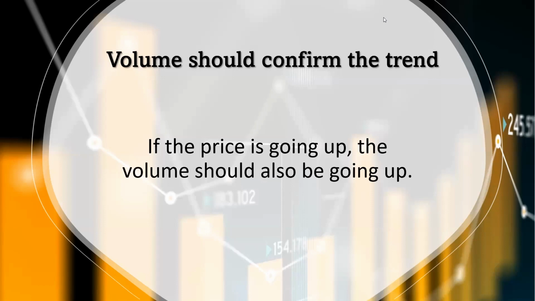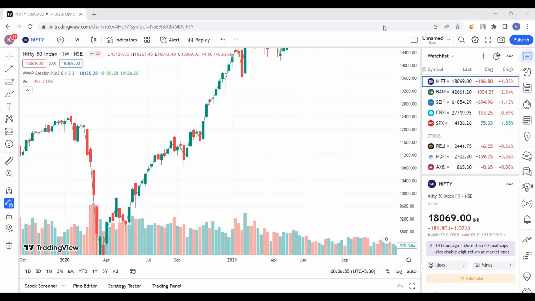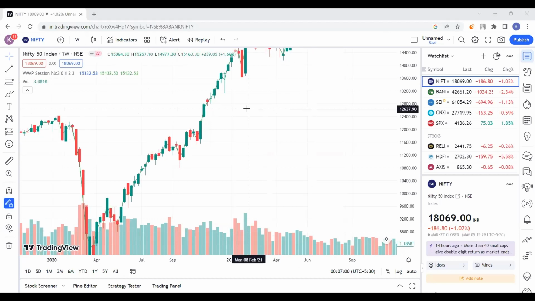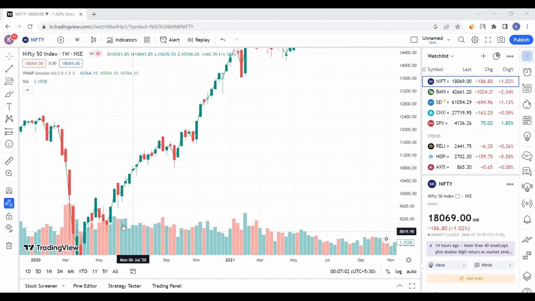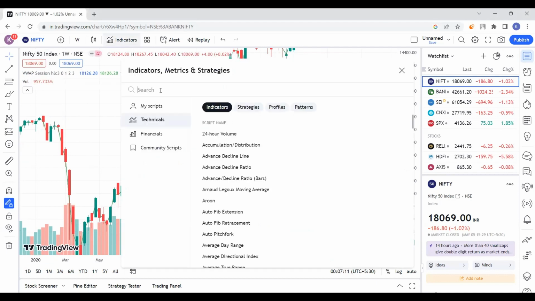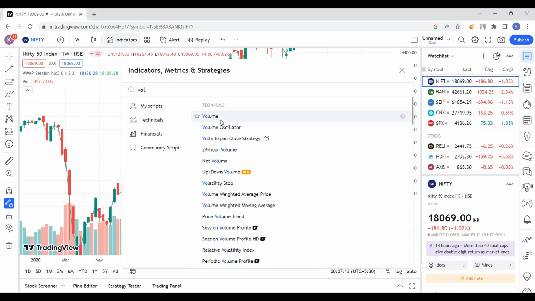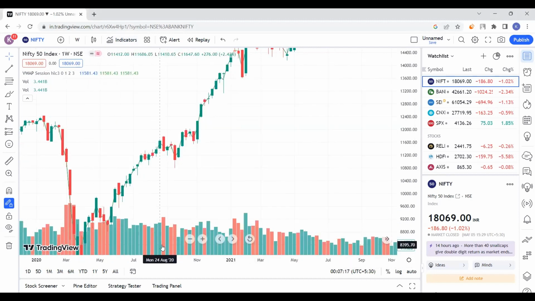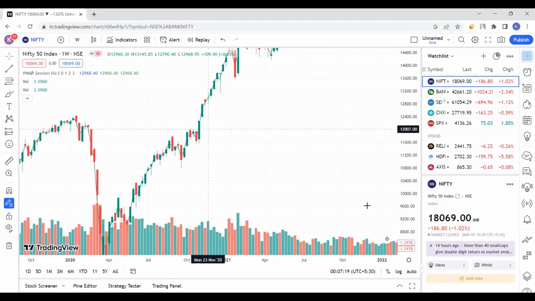Let me show you in the live market. So I'm using the Nifty 50 index. If you see in the market, this is the volume. You can add the indicator of volume, like I have added the indicator of volume here. You can search here for volume and you will get the volume indicator like these bar charts. So how do you see that? You can see some bars are high and some are low.